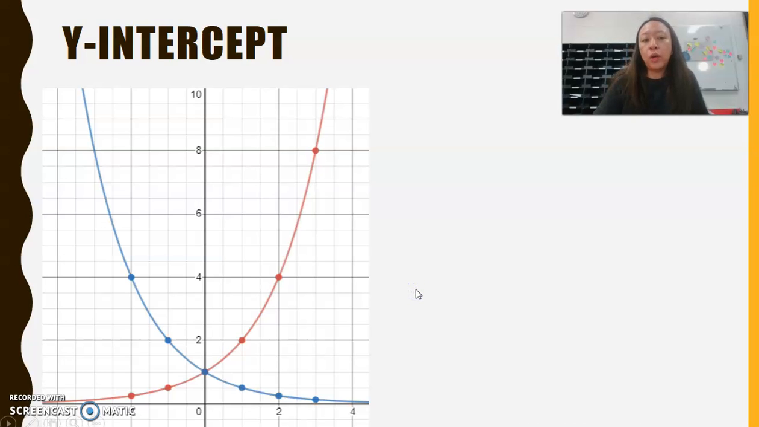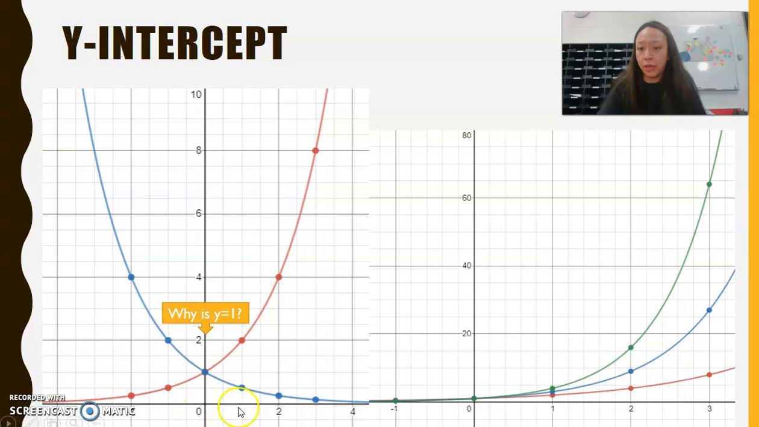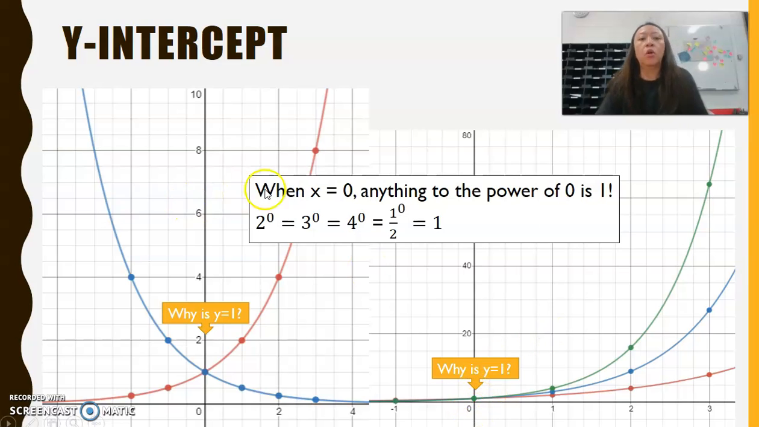Now we're looking at the intercepts, the y-intercept in particular. We know from just now that the y-intercept is 1. Why is y equal to 1? That's because x has a value of 0. This one is the same as well, although it's smaller. It has a y-intercept of 1. Why is this 1 as well? That's because x is 0. We know that when x is 0, anything to the power of 0 is 1.